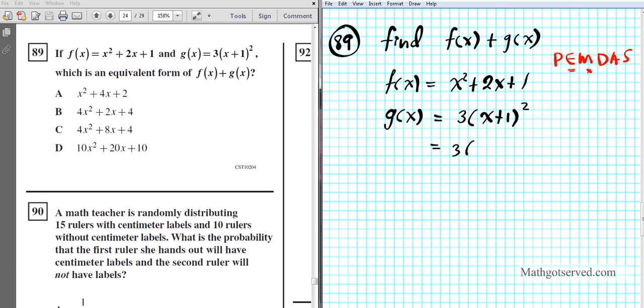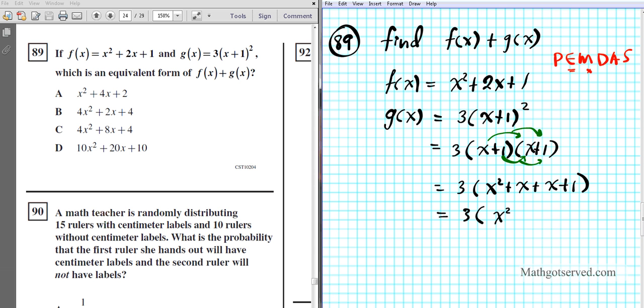We're going to have 3 times (x plus 1) times (x plus 1). (x plus 1) squared means 2 copies of (x plus 1) distributed. All right, so we're just going to follow this out. First, outer, inner, and last. Okay, so we're going to have 3. The first is x squared, outer is x, inner is x, last is 1. And then we're going to have 3 times (x squared plus 2x plus 1).